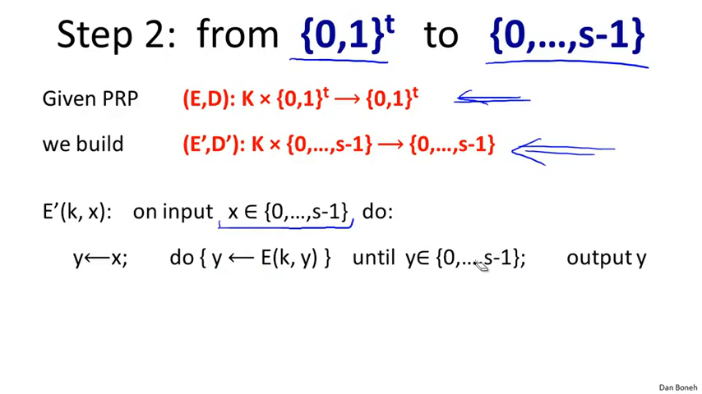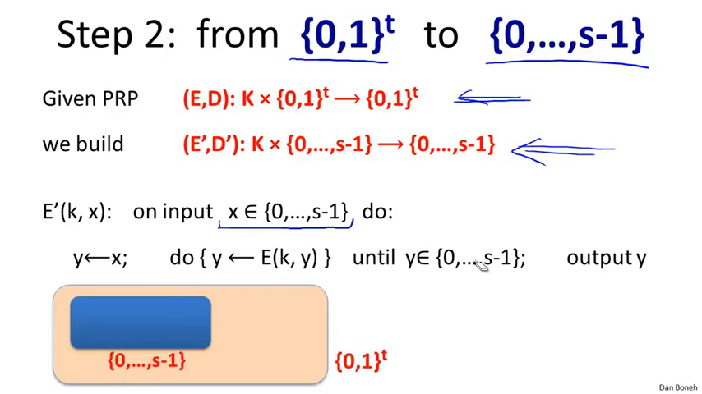So in a picture, let me explain how this works. We start from a point in our target set, and now we apply the function e, and we might be mapped into this point outside our target set. So we're not going to stop. Now we apply the function e again, and we might be mapped into this point, and now we apply the function e again, and now all of a sudden we're mapped into this point, and then we stop. And that's our output. Okay, so that's how we map points from 0 to s minus 1 to other points in 0 to s minus 1.